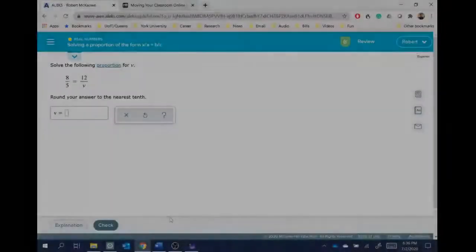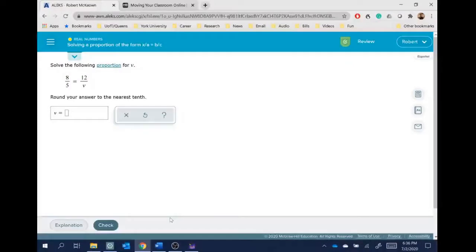Here's our first question. So we're on ALEKS. We've got a question under the real numbers topic, and it's a proportionate form. The equation's in a proportionate form. The most important thing here is that we're being asked to solve for v. The unknown variable is v, and we need to solve for its value. So how are we going to do that?